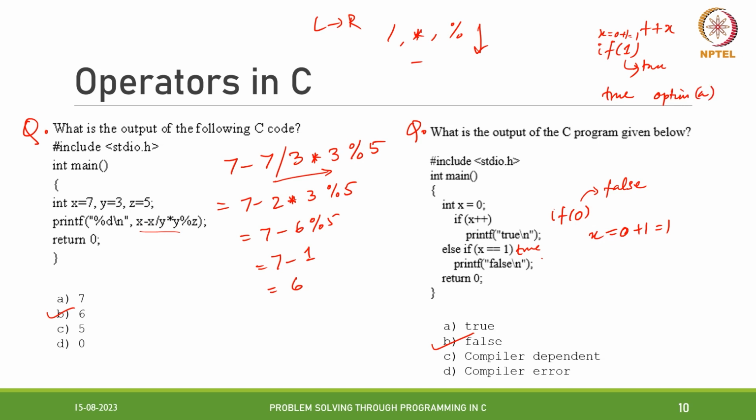Okay, sir. If the if part is satisfied, then it will not go to the else if part, no, sir? Yes, if it is satisfied, then it will not go to the else if part.